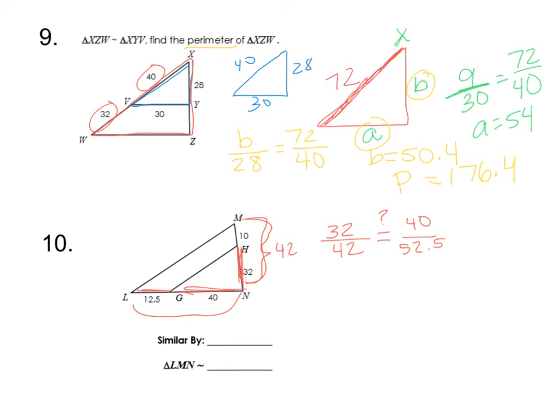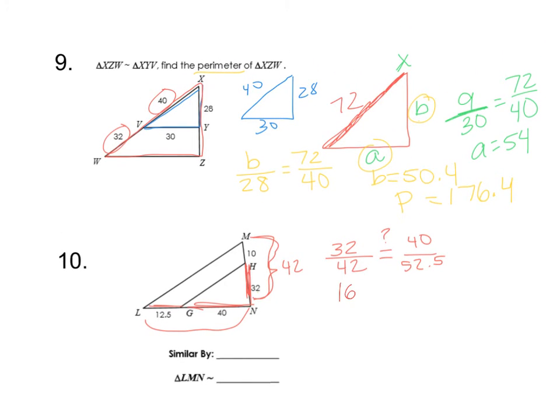If you cross multiply, you get 1680. Does that equal 32 times 52.5? 1680. So this works. If you did the decimals, you get 0.7619 equals 0.7619. So either way works. So now we're saying these are similar. But how do we know? We have our sides, right? We have our side. Do we have another side?